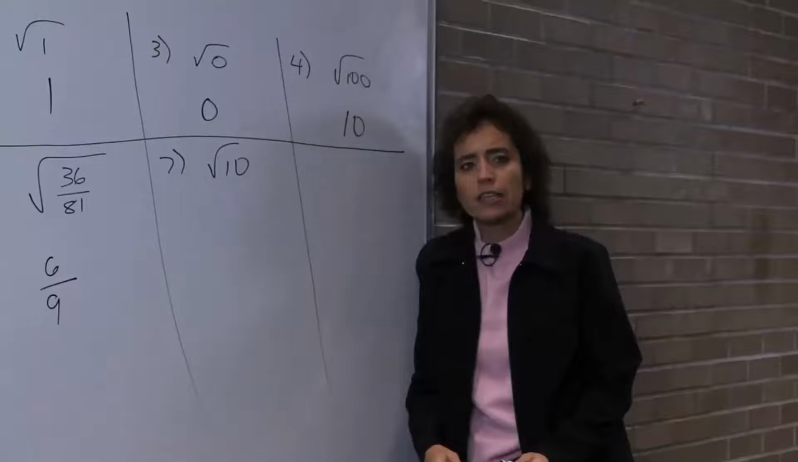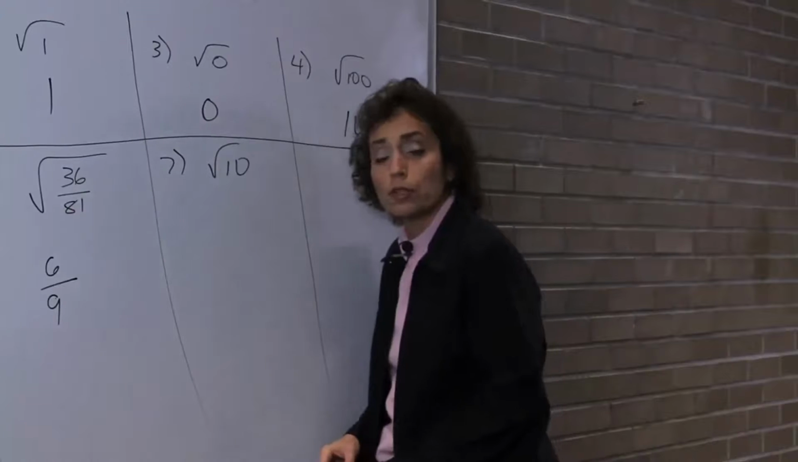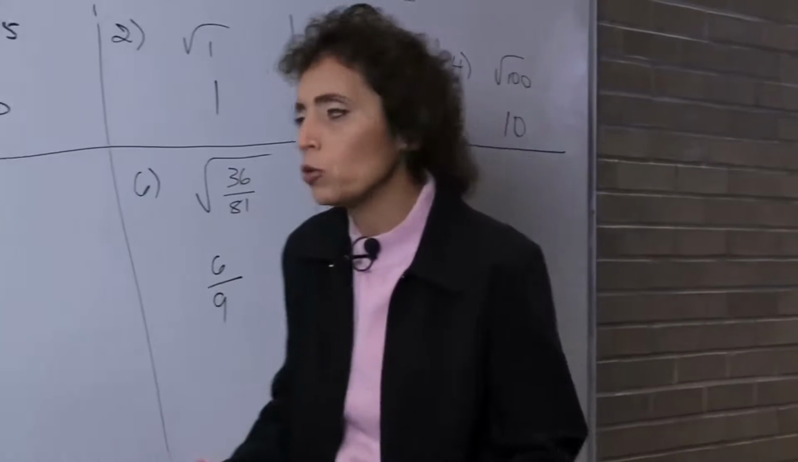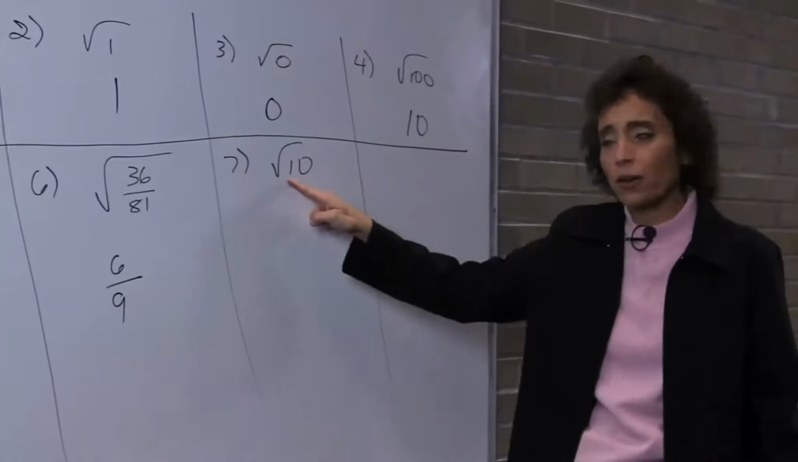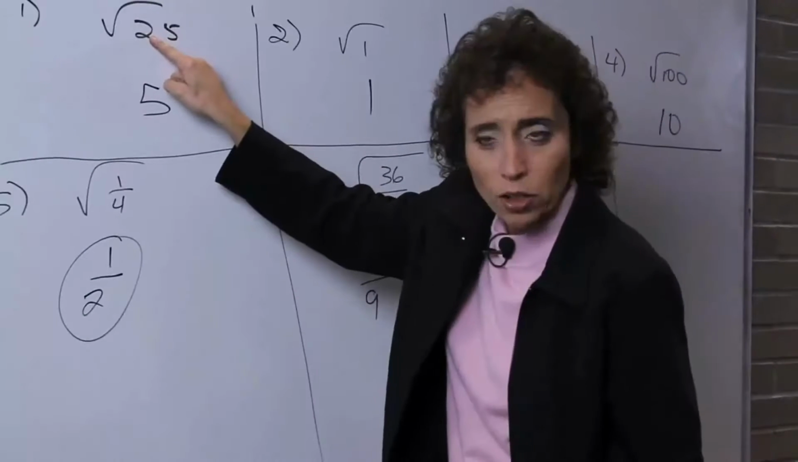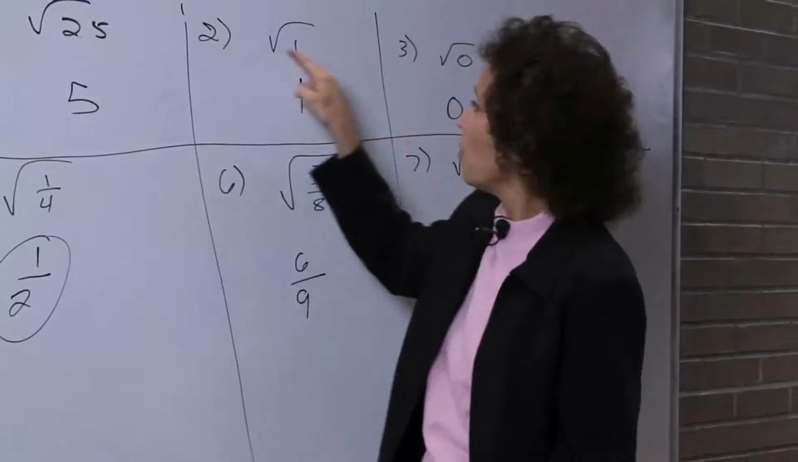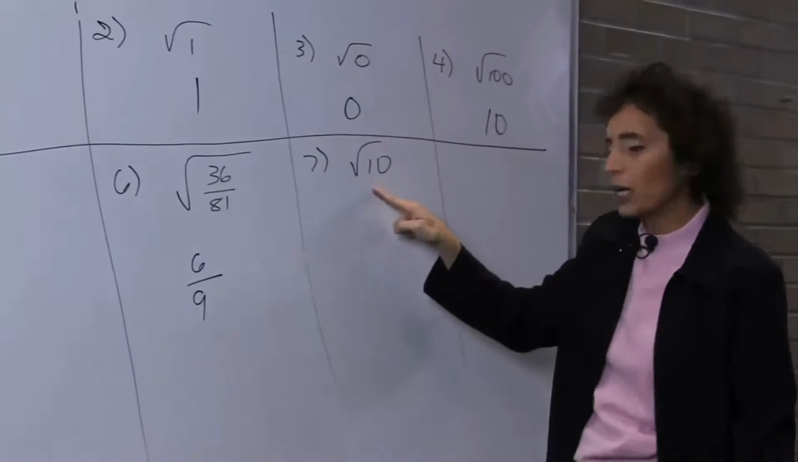What times itself is 10? I cannot think of a whole number times itself that's 10, because there's not a whole number. Let me explain this. This is not a perfect square. These are called perfect squares because there's a whole number that is a square root of it. This is not a perfect square.